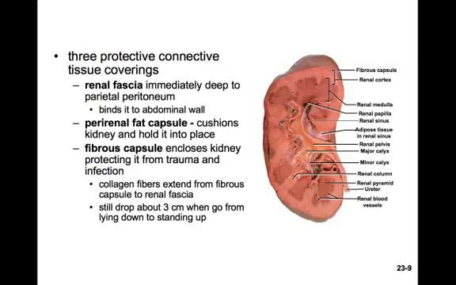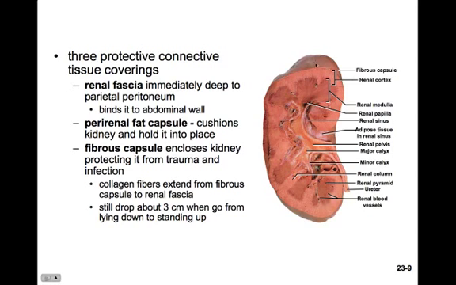There are 3 protective connective tissue coverings. There's the renal fascia, which is immediately deep to the parietal peritoneum, and it binds it to the abdominal wall. Just inside that is this perirenal fat capsule. As you'll see when we dissect, there's an immense amount of fat that surrounds each kidney in its pocket behind the peritoneum. It protects it and holds it in place.